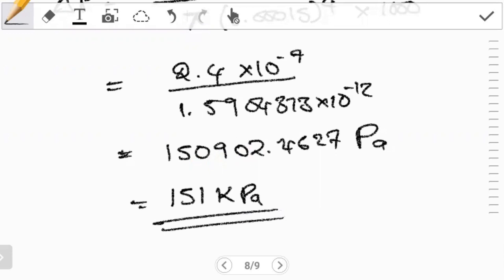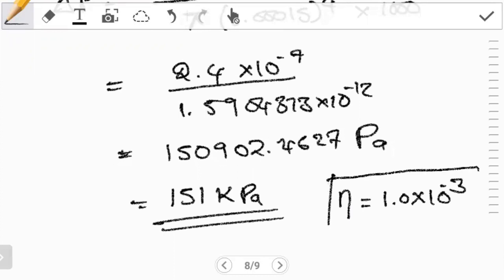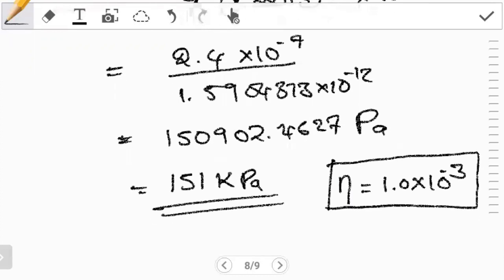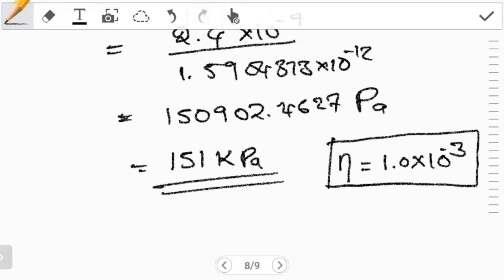I hope you guys were able to get this value. Just take note, to make this calculation, the viscosity we used was 1.0 by 10 to the power negative 3. So take note, this is the viscosity that we used for this calculation. And apart from that, everything else is exactly as in the question. I think this is the one thing that I wanted to point out to you guys. So depending on the viscosity that you're using, you might be looking at a different value.